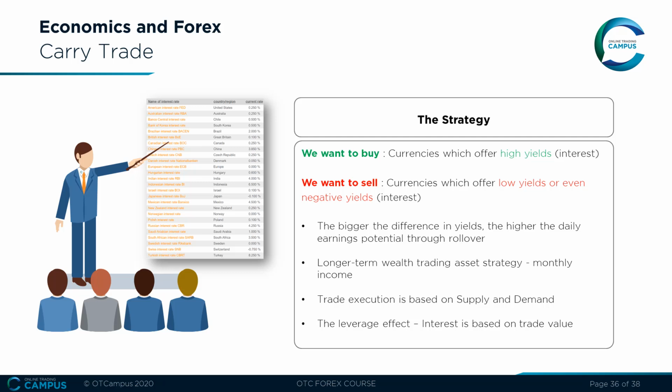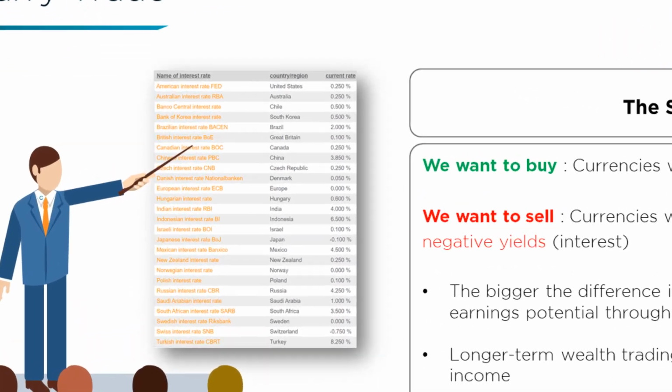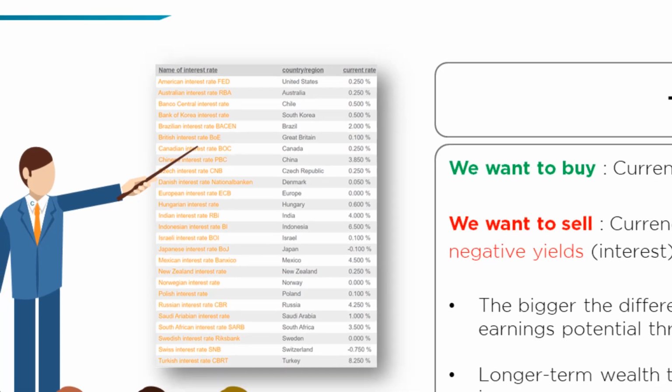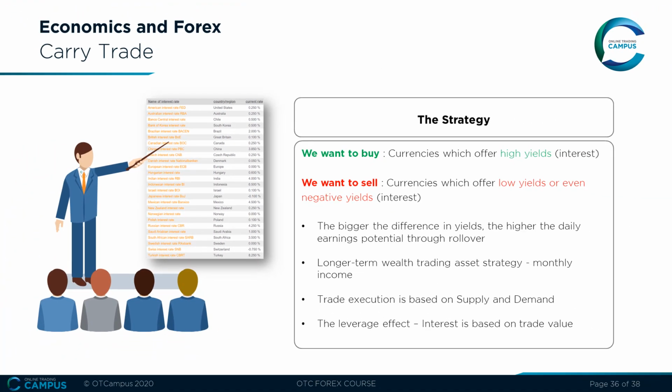Some of the currencies have interest rates attached to them that are very high and others are very low. And we want to buy currencies which offer high yields or interest rates. And we want to sell currencies which offer low yields or even negative yields or interest rates. And the bigger the difference in yields, the higher the daily earning potential through rollover.